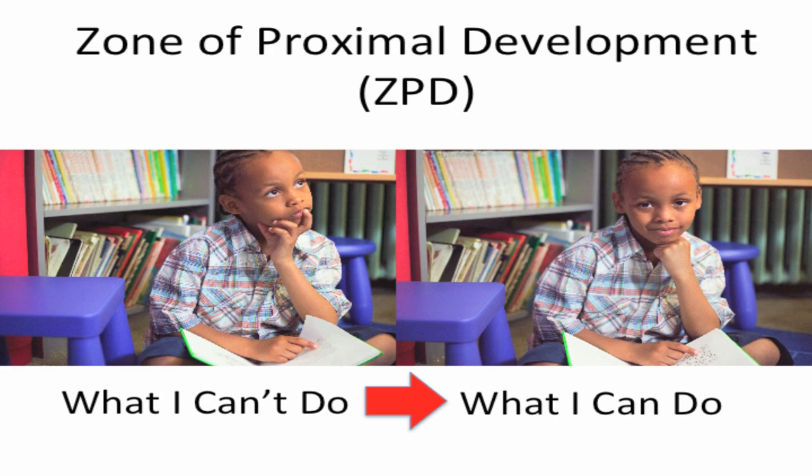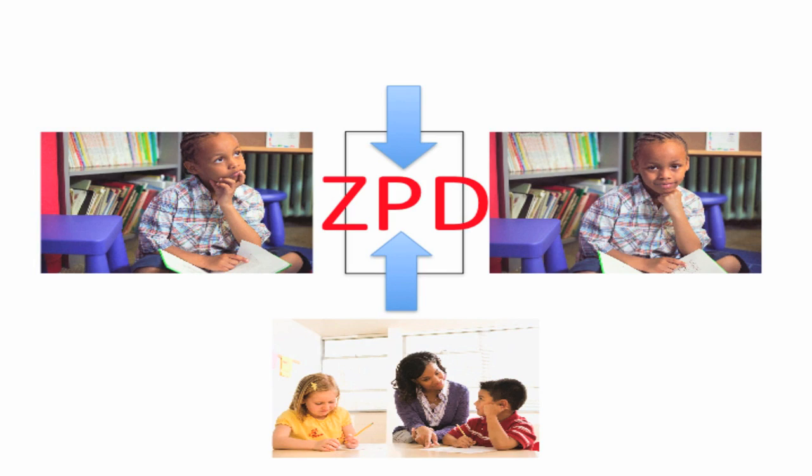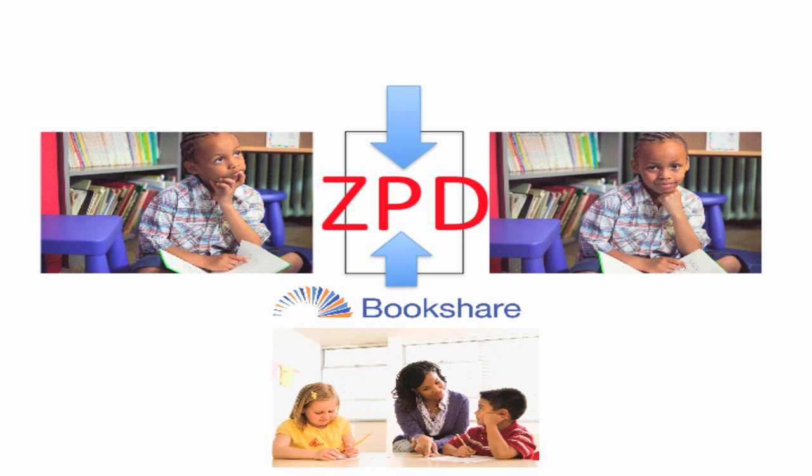The goal of instruction is to move learners from the what I can't do category to the what I can do category. The intermediate stage between non-mastery and independent mastery is the ZPD. In this stage, students are working toward independent mastery with guidance and support. When students are first learning a new skill or concept, they may require significant support. As the learner gains independence, the supports are gradually taken away until they can demonstrate independent mastery. Bookshare is a tool that can move students with print disabilities into their ZPD by removing barriers to access of text.